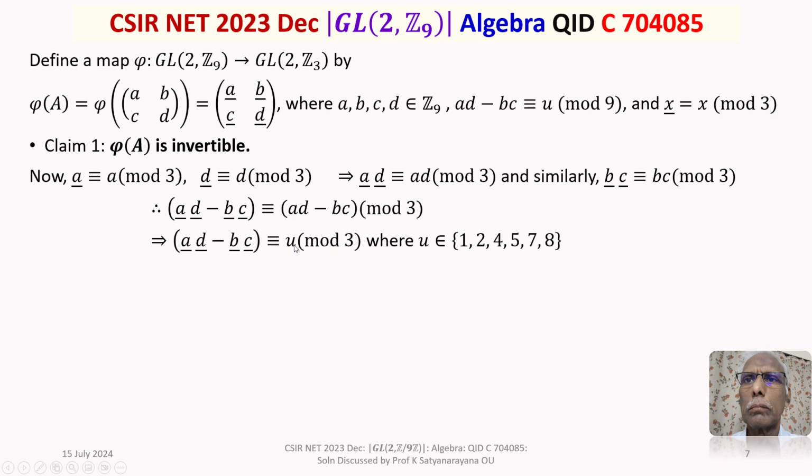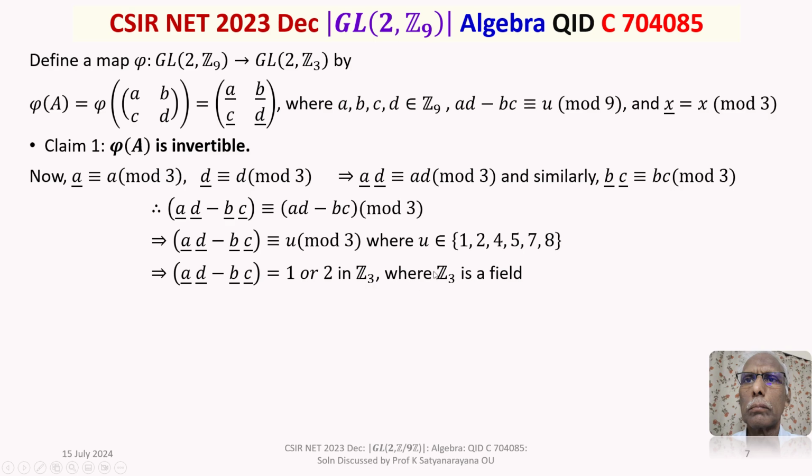What is AD minus BC? That is congruent to U mod 3. What is U? U is a unit. These are the units. Now take U equal to 1: 1 mod 3 is 1. U is 2: 2 mod 3 is 2. U is 4: 4 mod 3 is 1. U is 5: 5 mod 3 is 2. 7 mod 3 is 1. 8 mod 3 is 2. So A underscore D underscore minus B underscore C underscore is either 1 or 2 in Z3.